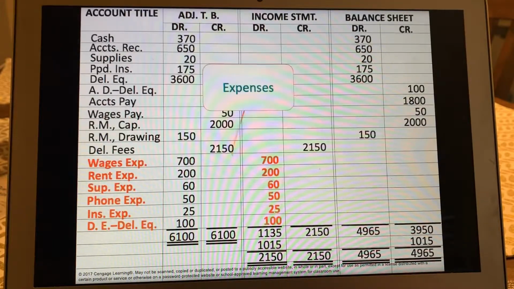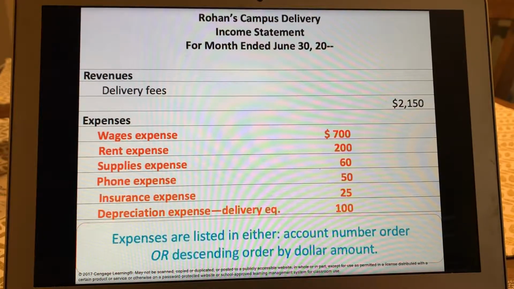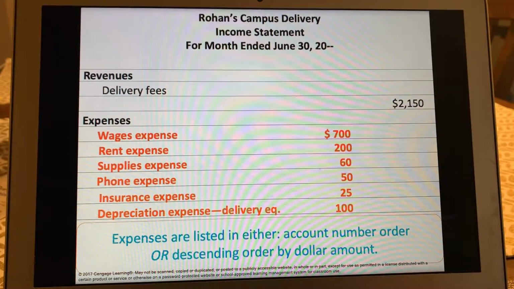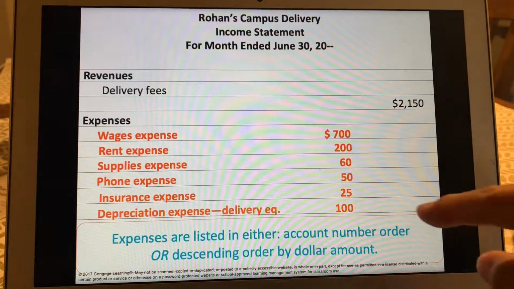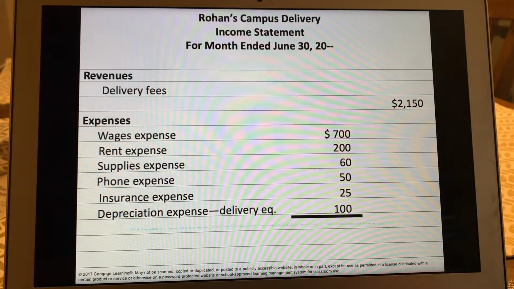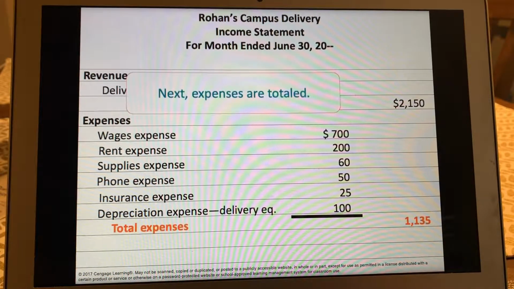Expenses are shown next. Those are the ones highlighted in orange: wage expense, rent expense, supplies, phone, insurance, depreciation expense. Keep in mind, this is what you need for your taxes, your revenue as well. Don't forget you'll pay taxes on your net income, which is the revenues minus your expenses. This is important: the total bar there, and your total expenses are totaled and go underneath your revenues.